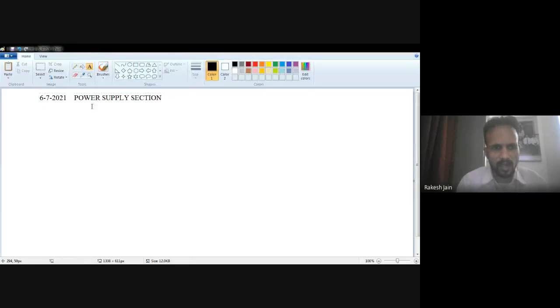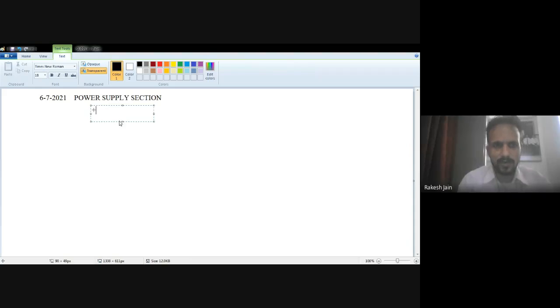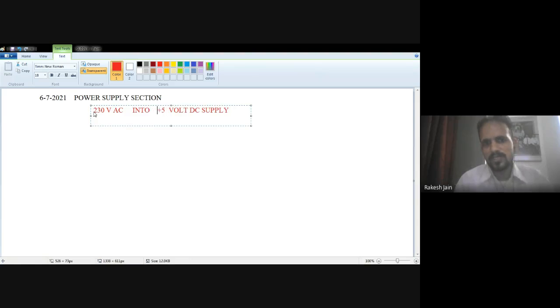My goal is I want a plus 5 volt DC supply. And what I have, definitely, is 230 volt AC. It means my goal is how to convert a 230 volt AC into a 5 volt DC supply.